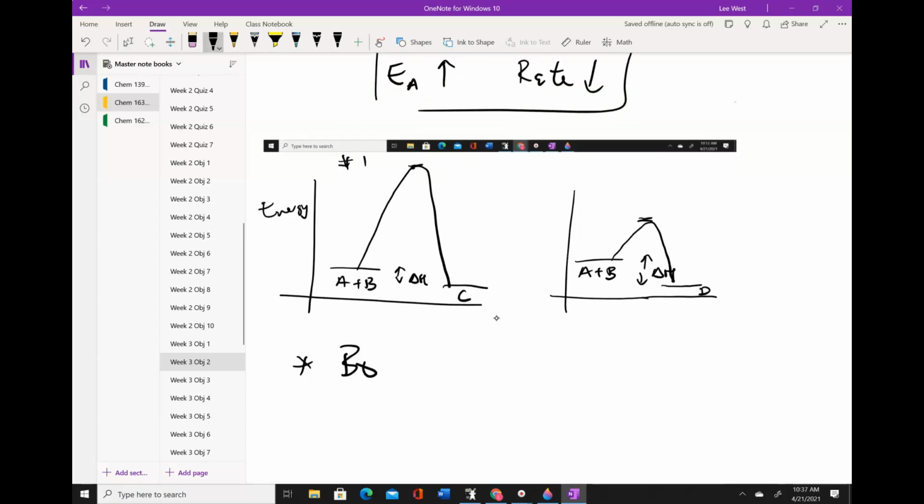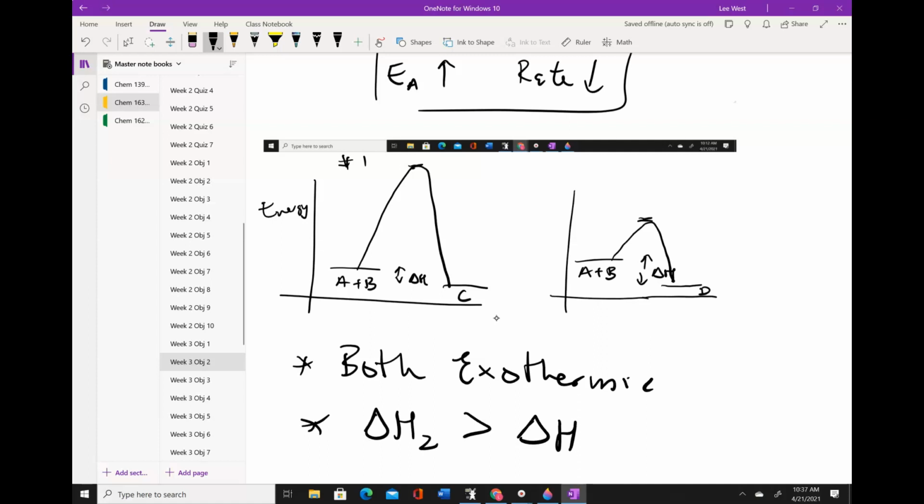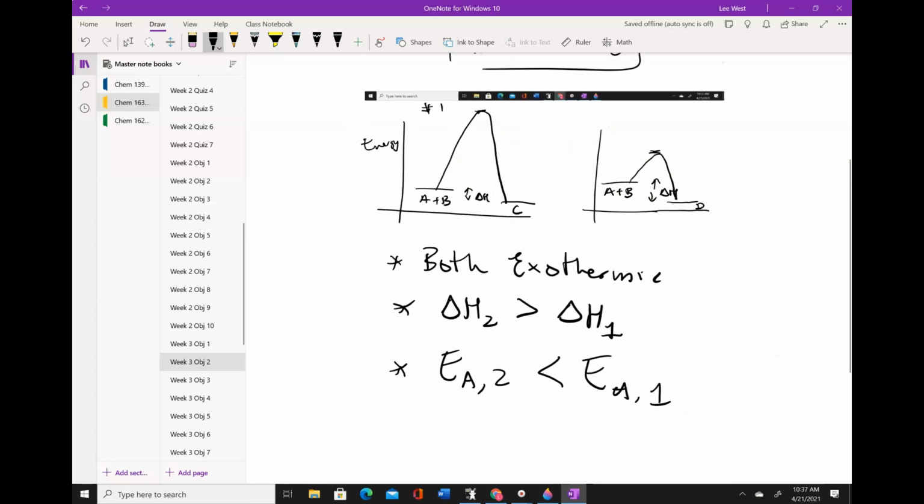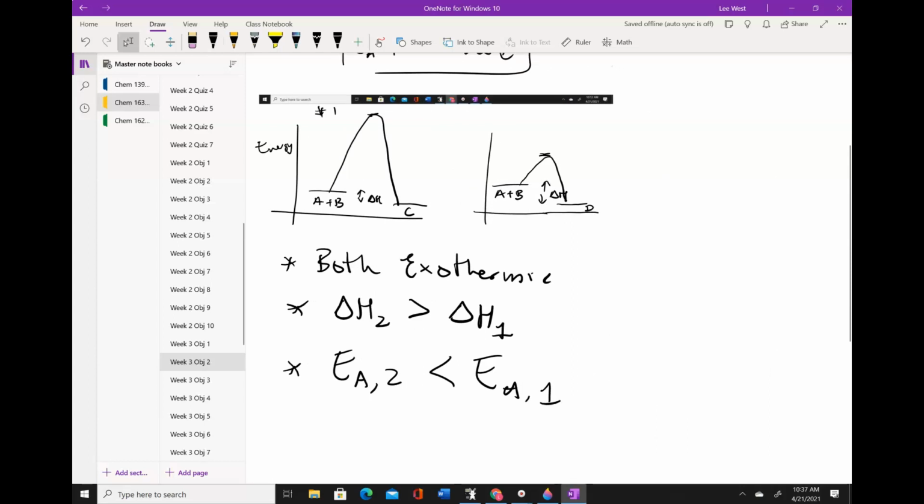They have to both be exothermic. Delta H for reaction 2 has to be bigger than delta H for reaction 1. And then the next thing, because reaction 2 goes faster than reaction 1, the activation energy for reaction 2 has to be less than the activation energy for reaction 1. So hopefully I've illustrated that for you. Not too bad.